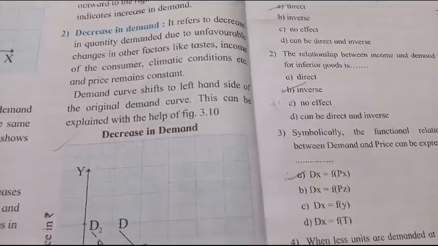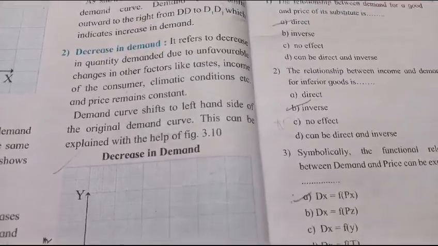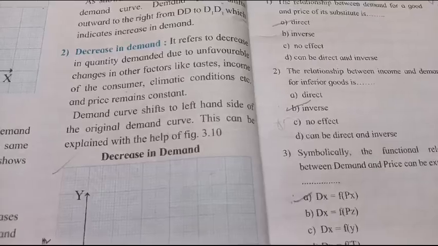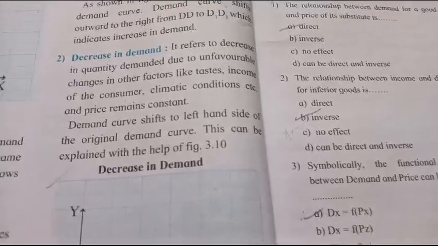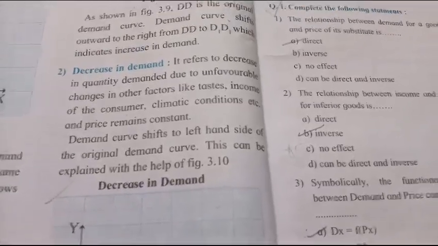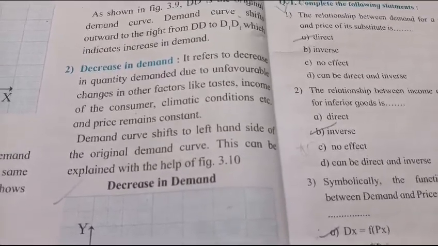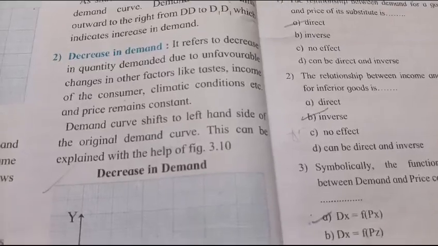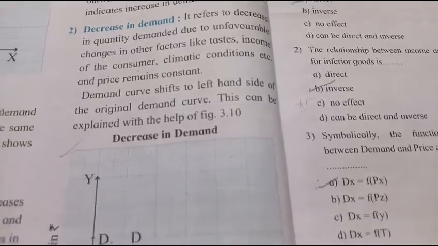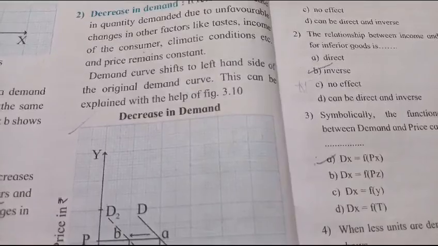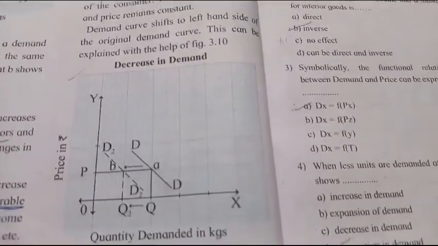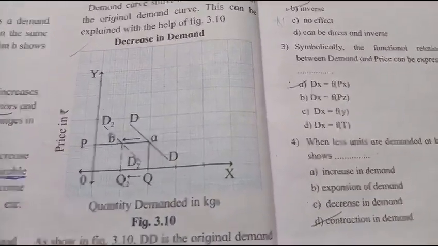Second, decrease in demand. It refers to decrease in quantity demanded due to unfavorable changes in other factors like taste, income of the consumer, climatic conditions, etc., and price remains constant. Demand curve shifts to left-hand side of the original demand curve. This can be explained with the help of figure 3.10.